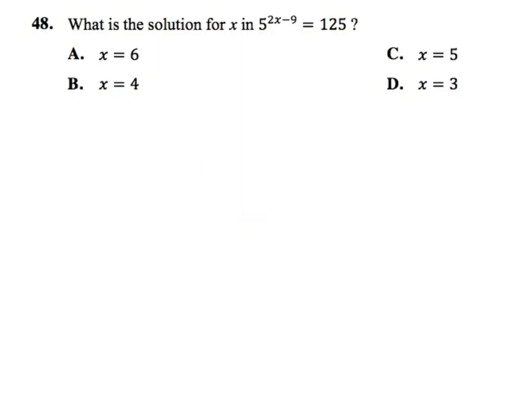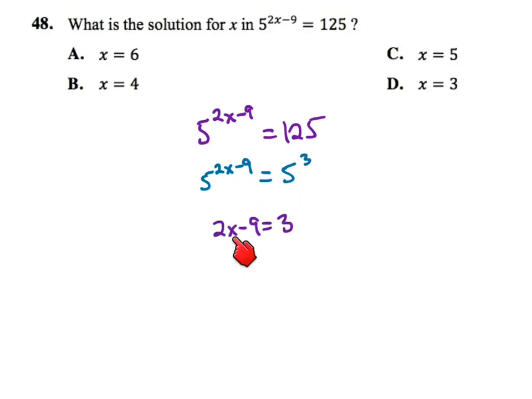48, slightly more complicated version of 47. So let's see. 5 to the power of 2x minus 9 equals 125. We need our bases to be the same, so 5 to the power of 2x minus 9 equals 5 to the power of 3. There we go. Bases are the same, so our exponents need to be the same. 2x minus 9 equals 3. Easy algebra problem to solve. Add 9 to both sides. Divide both sides by 2. x equals 6.